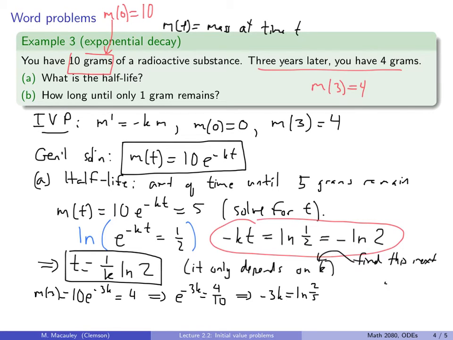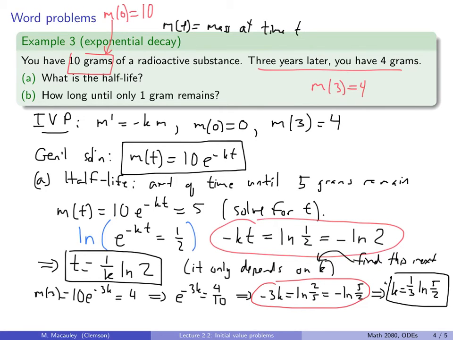And again, I like to make that number greater than 1, so this is negative natural log of 5 halves. Because in general, I like the fact that our constants, r or k, are positive. So we've got to solve for k. Let me circle this, solve for k. And if we do that, we get that k is 1/3 natural log of 5 halves. Okay?